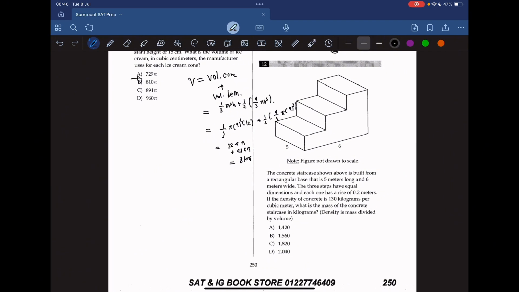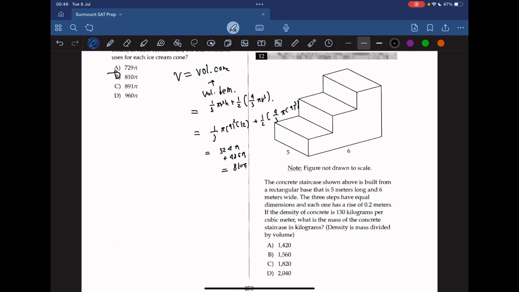Okay, let's move on to the final question of the chapter. The concrete staircase shown above is built from a rectangular base that is 5 meters long and 6 meters wide. The 3 steps have equal dimensions and each one has a rise of 0.2 meters. If the density of the concrete is 130 kilograms per cubic meter, what is the mass of the concrete staircase in kilograms? So what we can notice here is that the staircase could be cut into different blocks, right?